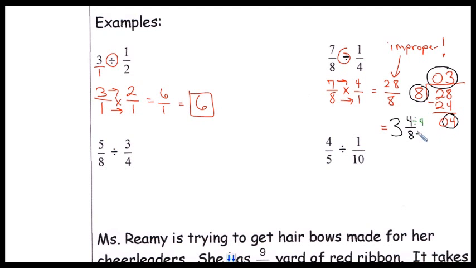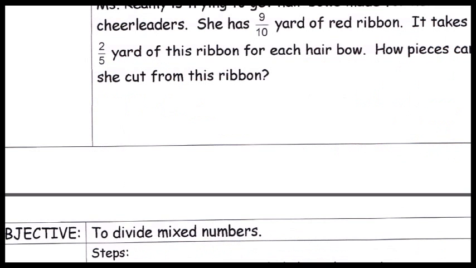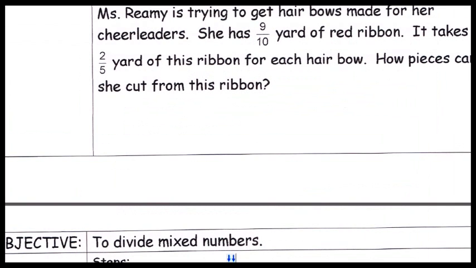The question says Miss Remy is trying to get hair bows made for her cheerleaders. She has 9/10 of a yard of red ribbon, and it takes 2/5 of a yard of this ribbon for each hair bow. How many pieces can she cut from this ribbon? Well, it's a little bit wordy, so let's go ahead and draw a picture of what this means.